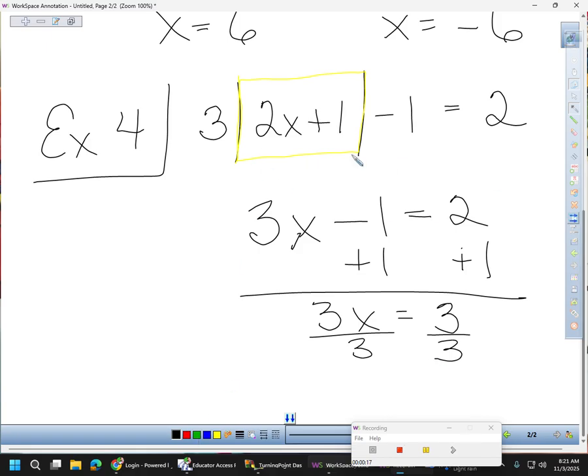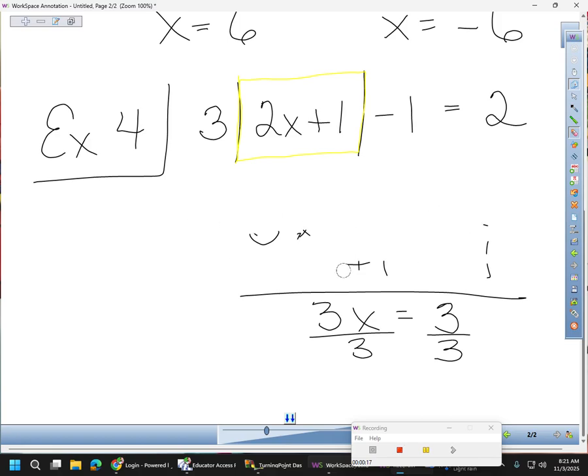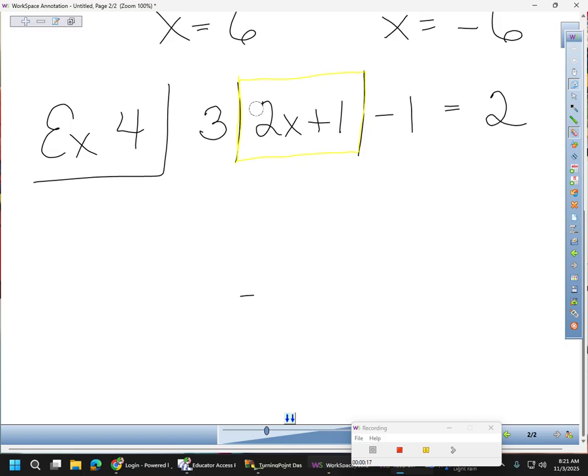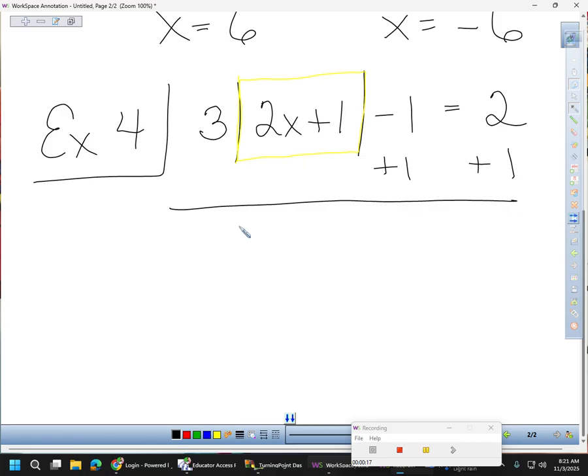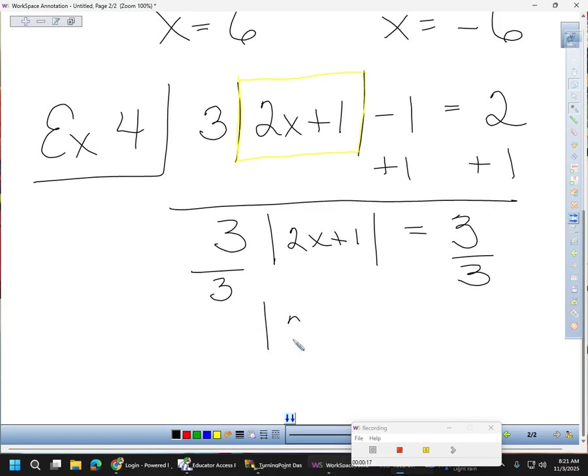Okay, same thing's going to happen up here. I'm going to start by adding 1 because that big absolute value is nothing more than a variable right now. I need to get it by itself. So I'm going to add 1 to the other side. So I have 3 times the absolute value of 2x plus 1 equals 3. Now, just like when we wrote down the equation, I need to get the absolute value by itself, so I'm going to divide both sides by 3. So I have the absolute value of 2x plus 1 equals 1.